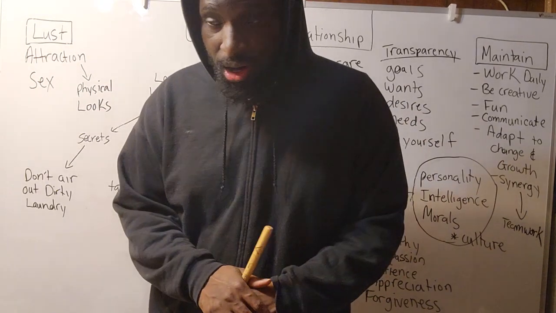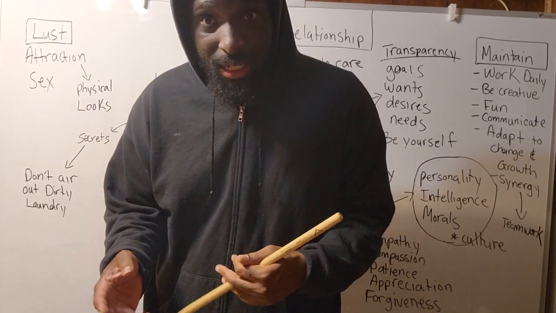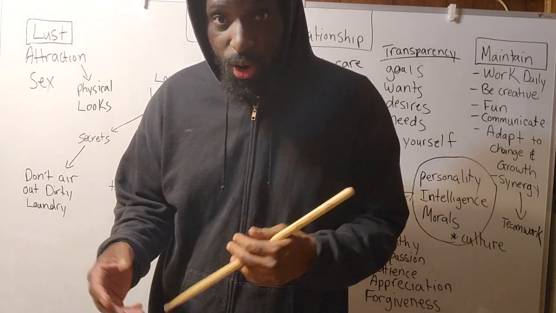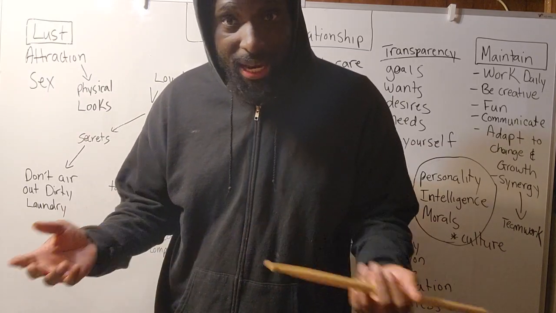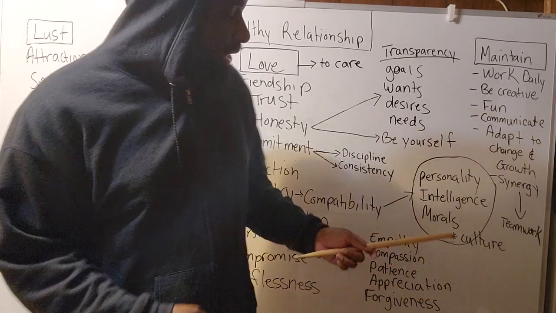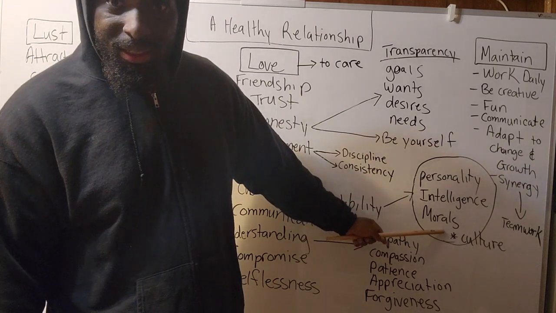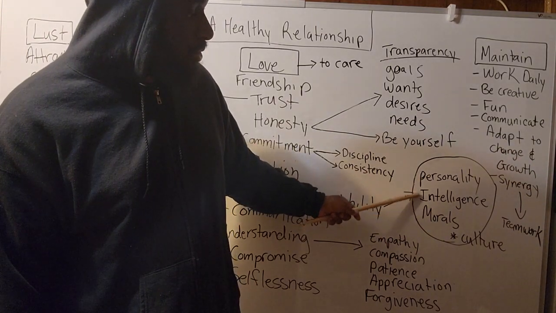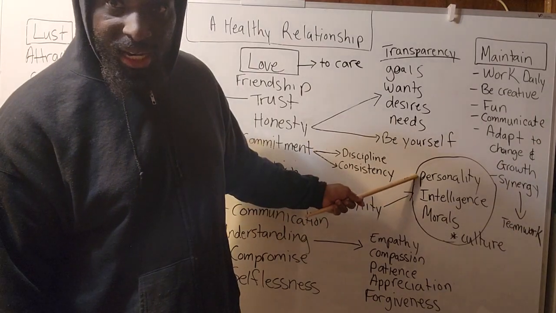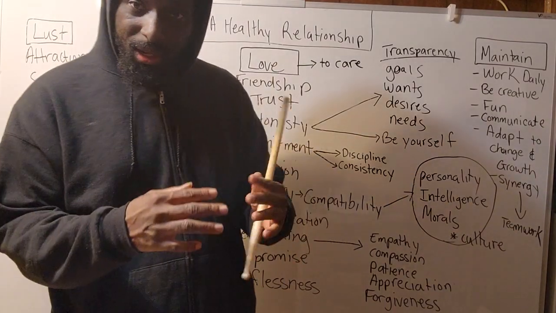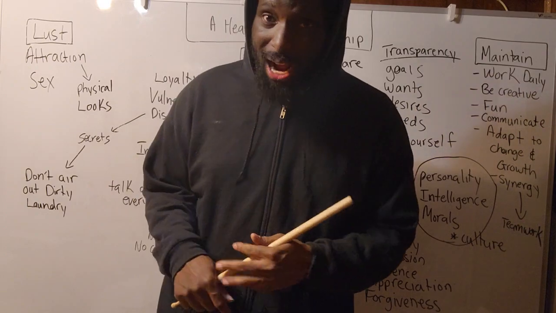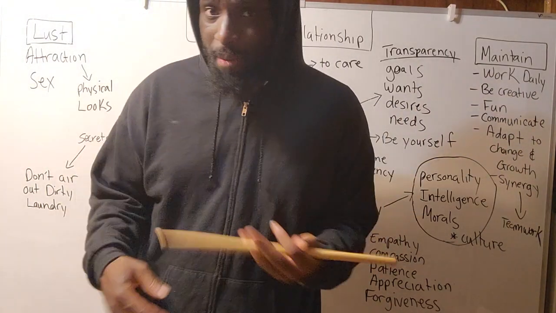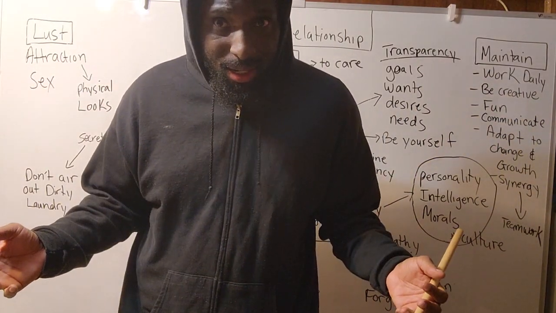A person from Tanzania may be married or be dating somebody from Kenya. They don't necessarily share the same culture, right? But they probably do share morals, intelligence, and personality. It is similar, right? A person from Nigeria could be dating somebody from Namibia.